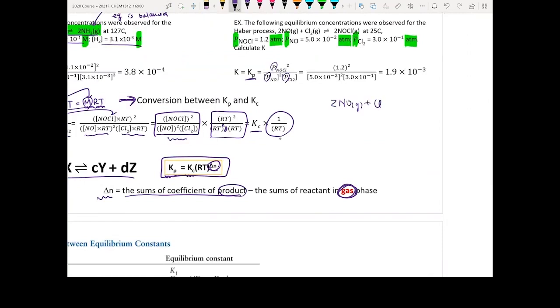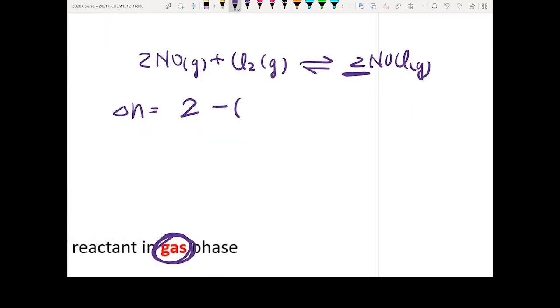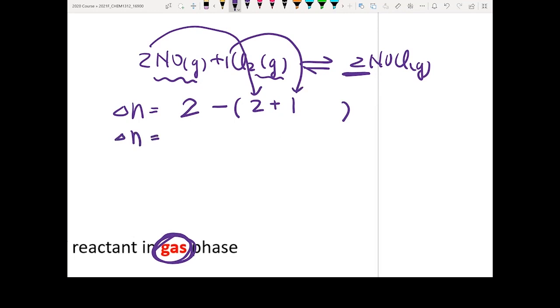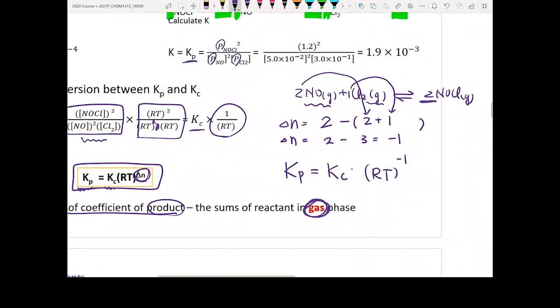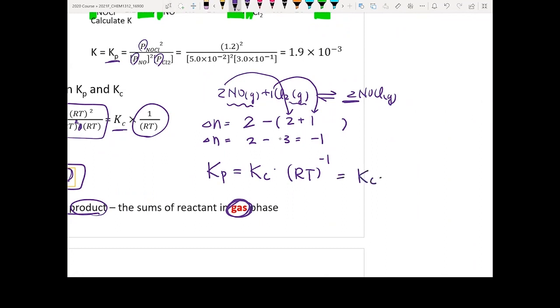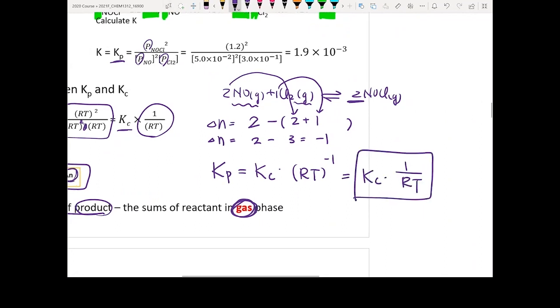2NO gas plus Cl2 gas gives you 2NOCl gas. The delta n will be the coefficient of the product in the gas form, in this case 2, minus the coefficient of your reactant in the gas form, 2 plus 1. Your delta n is going to equal 2 minus 3, which equals negative 1. Therefore, Kp equals Kc times (RT) to the negative 1 power, which equals Kc times 1 over RT, which is actually the same answer you got previously.